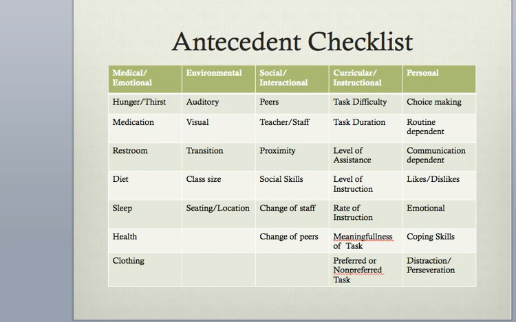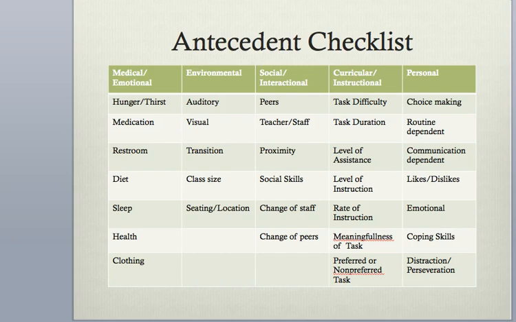In terms of environmental things, you want to ask about auditory stimuli or visual stimuli. Some people, for example, with autism are sensitive to sound, and that can set them off. Do they seem to do well in a small one-on-one or small group, or does it happen more when they're in a great big class where they're not getting enough attention? Does it happen during transitions?